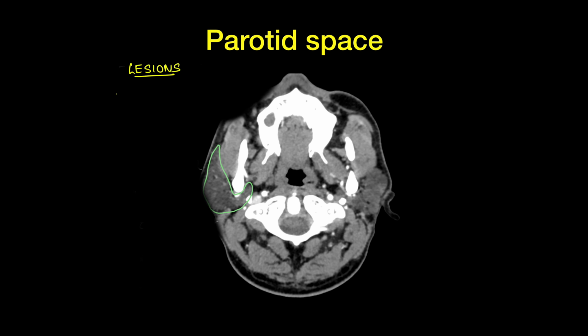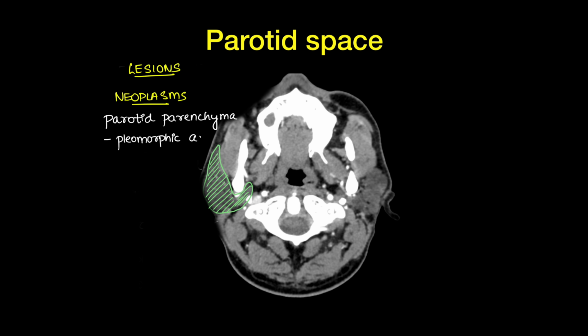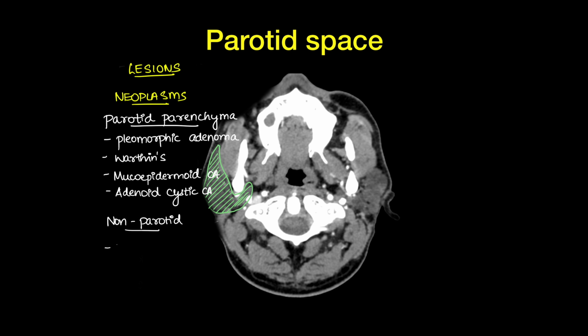Lesions affecting the space, or the differential diagnosis for parotid space lesions, are neoplasms. Since the parotid gland is there, parotid parenchymal neoplasms are expected, like pleomorphic adenoma, Warthin's tumor, mucoepidermoid carcinoma, and adenoid cystic carcinoma, the four most common parotid tumors. Non-parotid neoplasms which we can expect are lymphangioma and hemangioma, these are benign.